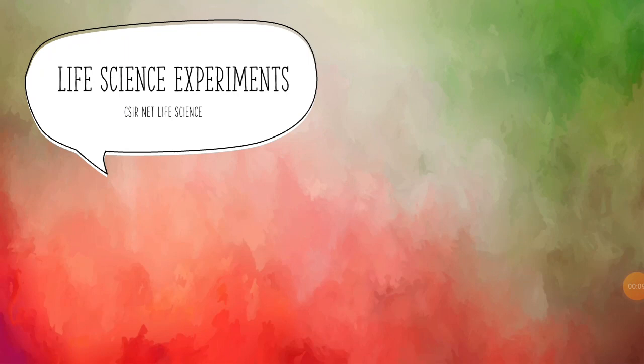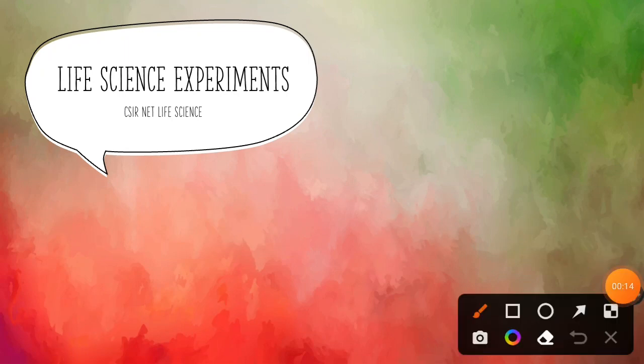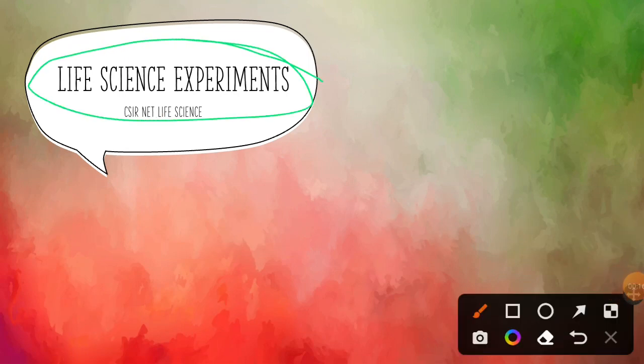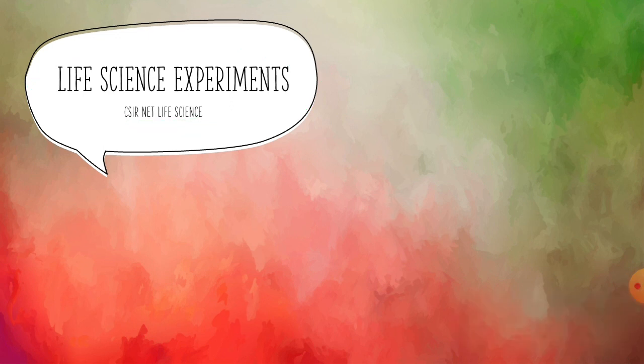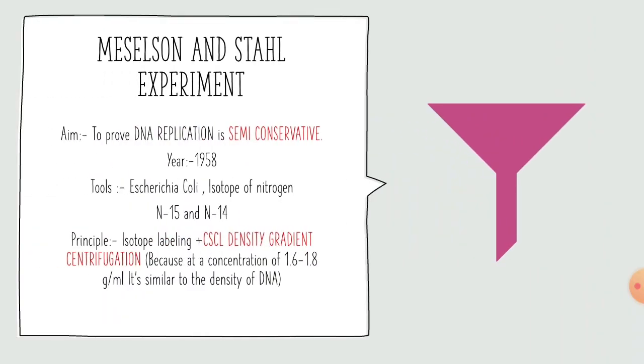In this video lecture series, we are going to talk about different important life science experiments that are important from our CSIR NET life science examination background. So today we are going to talk about Meselson and Stahl's experiment. That tells us the kind of DNA replication, whether the DNA replication is conservative, semi-conservative or dispersive. So first it is important to know about those three types of models.